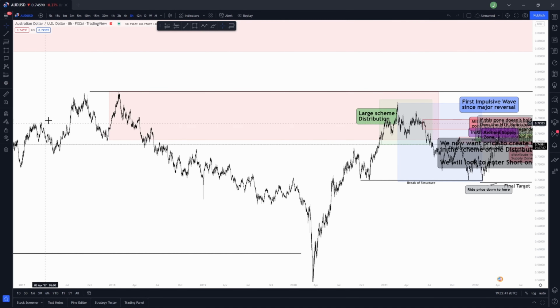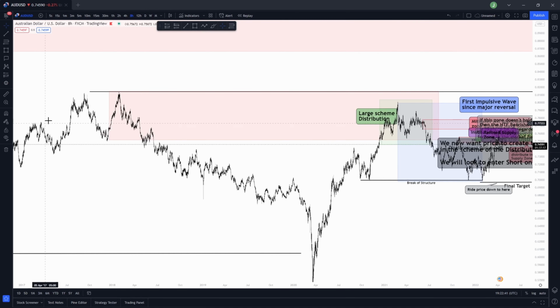signs of a distribution. We have phase A here, a lot of liquidity creation. Straight after that, you see we have this large high volume push up through the area of liquidity. Now, to me, this is definitely an institutional footprint, an institutional candle.